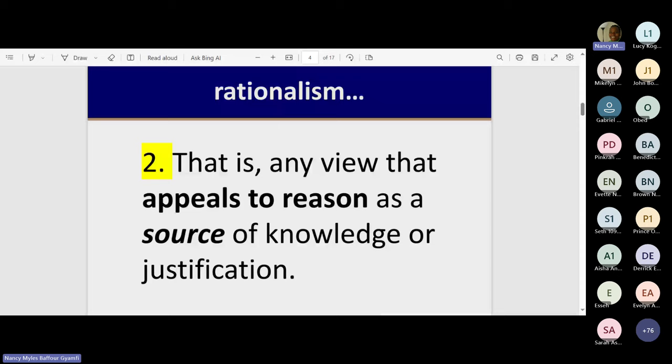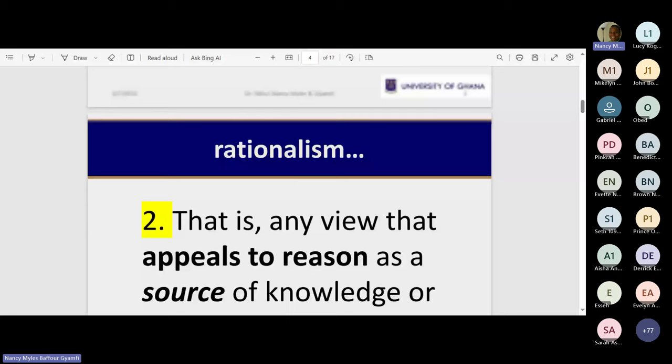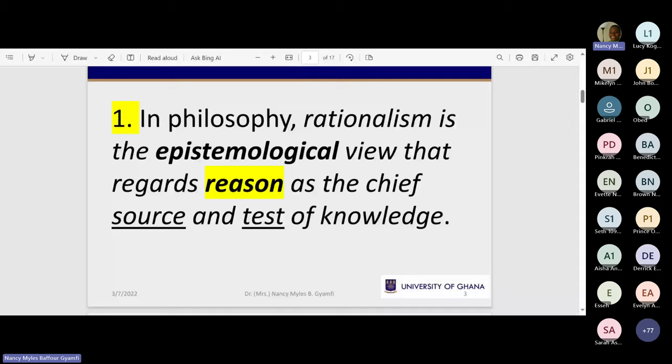Telling you that, be careful not to impose. So the rationalist view can be this: a source of knowledge or justification. The earlier one Gabriel read says, as the chief source and test. But they are all, you see something that is common. They're all appealing to reason. But what they do with reason is the difference.